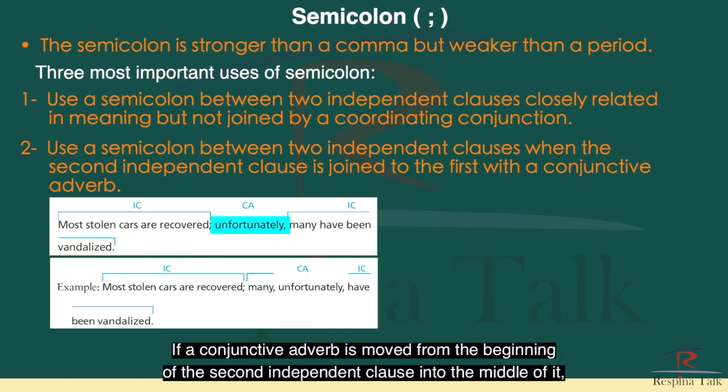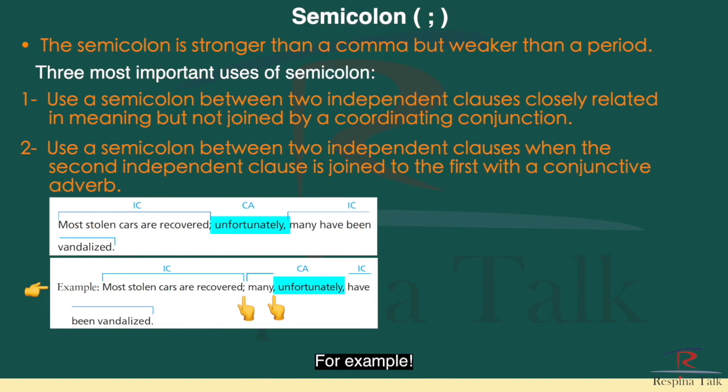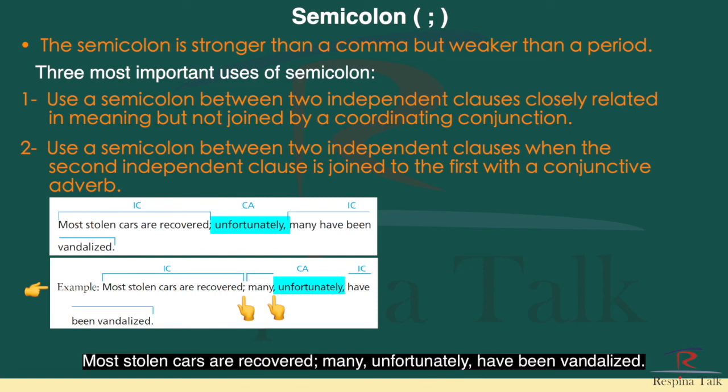If a conjunctive adverb is moved from the beginning of the second independent clause into the middle of it, the conjunctive adverb is then preceded by a comma instead of a semicolon. The semicolon, however, remains between the independent clauses. For example, "Most stolen cars are recovered; many, unfortunately, have been vandalized."